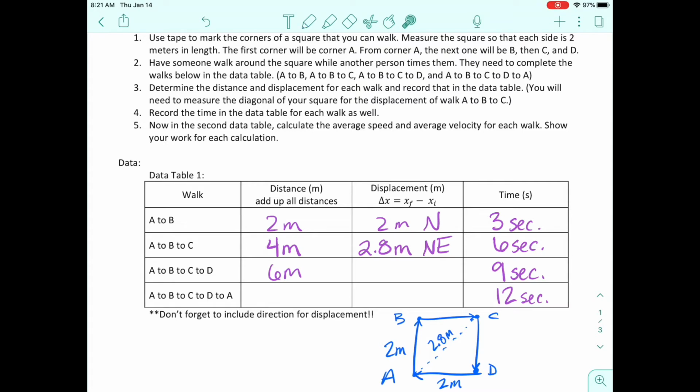The displacement, you look at A and you look at point D, your starting point and your ending point. And you just look at a straight line between those 2 points. So we didn't actually walk along this path here, but that's our displacement. That's our starting point and that's our ending point. So our displacement is 2 meters to the east.